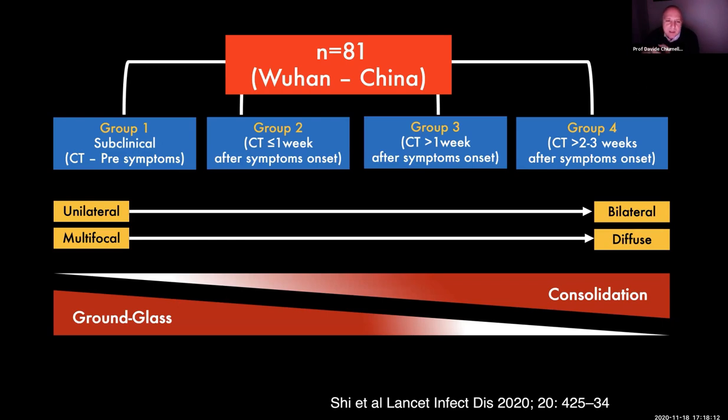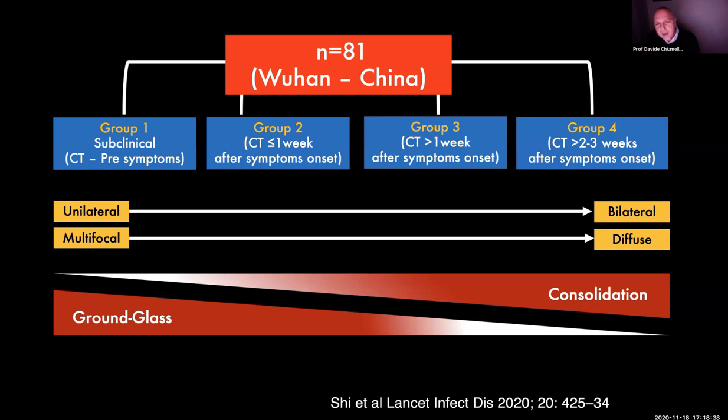What you can see is two things. One is that at the beginning, the disease is mainly compartmentalized, unilateral or multifocal, but it's mainly ground glass. So there's no consolidation there. It's just very diffuse ground glass, something that we've grown quite accustomed to looking at and appreciating as COVID disease.